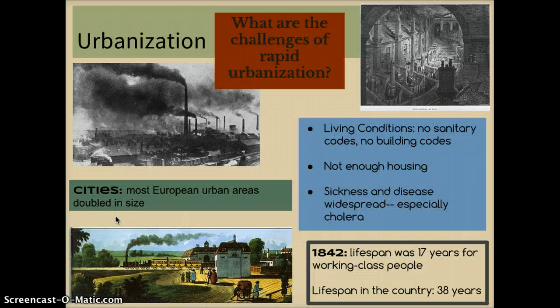First, urbanization. So what is urbanization? The growth of cities, right? As people start to leave the countryside, so here's the countryside, and they're getting on the train and heading into the cities. And it grows so quickly that a lot of challenges emerge. So we're looking here on the screen at the different challenges of rapid urbanization. So with cities between 1800 and 1850, most European urban areas doubled in size.